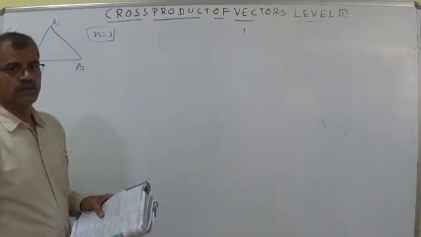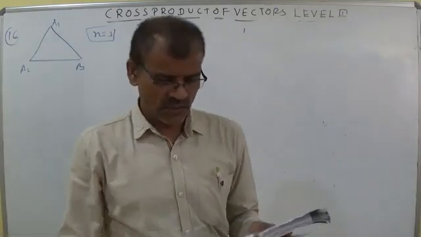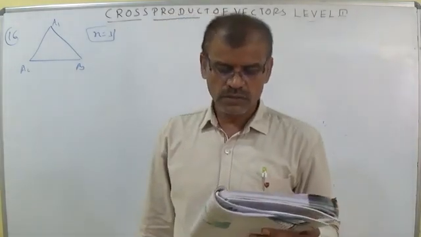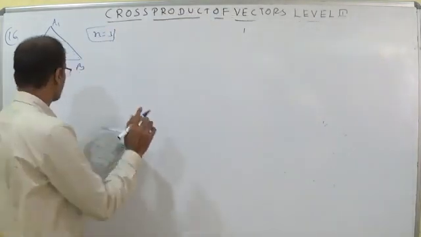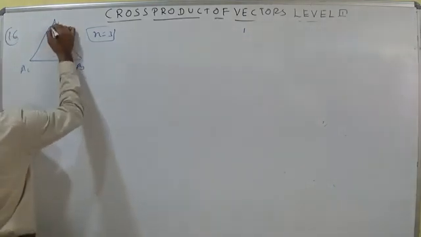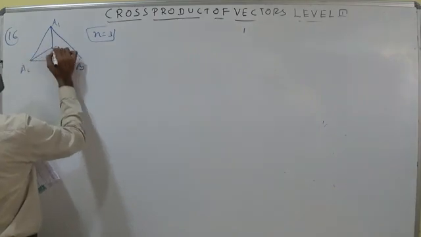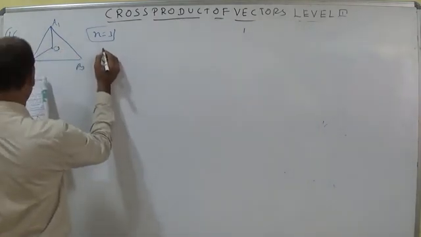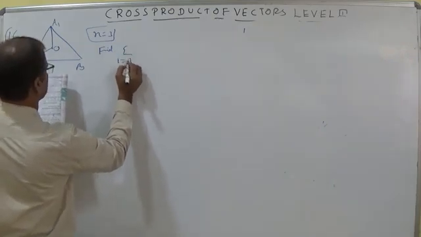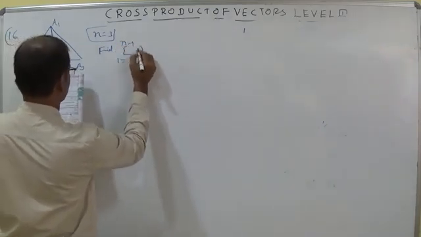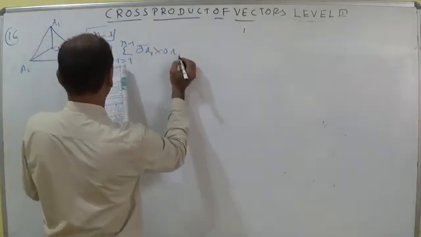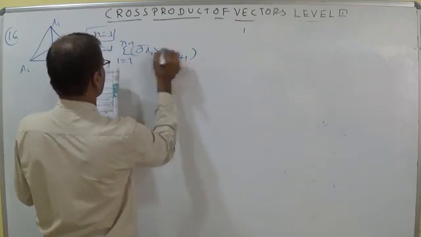So many sides are given until An, so we can take here only 3. Now he is discussing that O is the center. Put O here and write the diagram like this. N is equal to 3 I have taken. Find, he is asking, the sum for i equal to 1 to n minus 1 of OAi cross OAi plus 1.